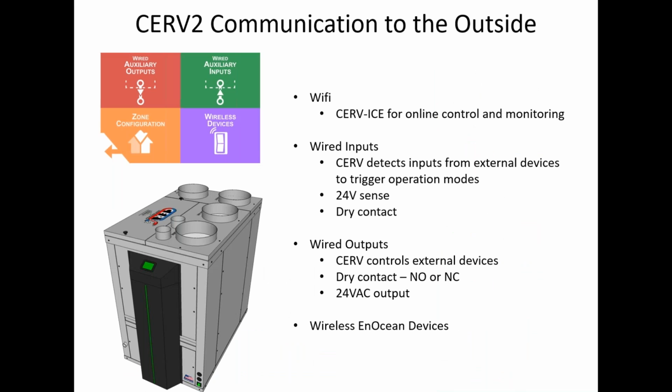The communication to the outside, the Wi-Fi, obviously that's for doing the online control and monitoring. And then there are both wired inputs and outputs. So these are where the CERV would be detecting an input from an external device to tell it to do something. And then the outputs are things that the CERV can tell other devices to do based on its readings. And then the wireless devices that I mentioned using that EnOcean protocol.